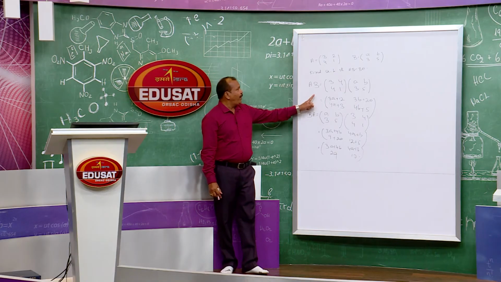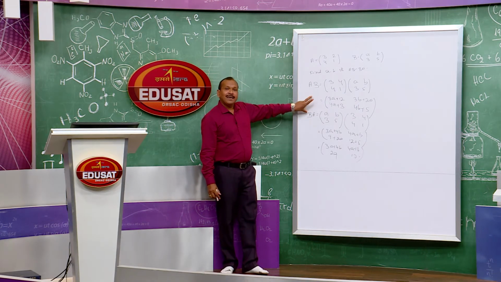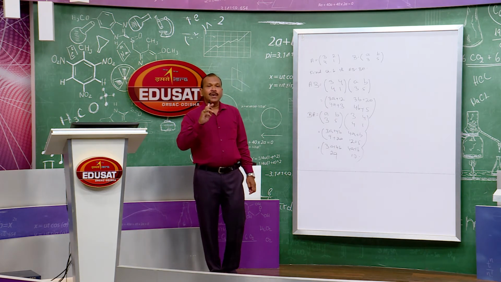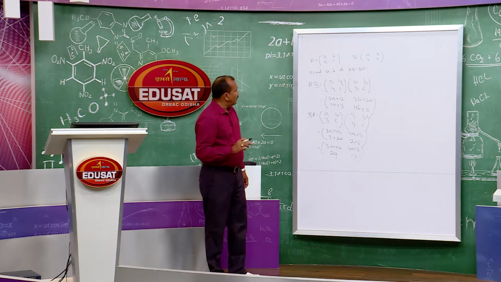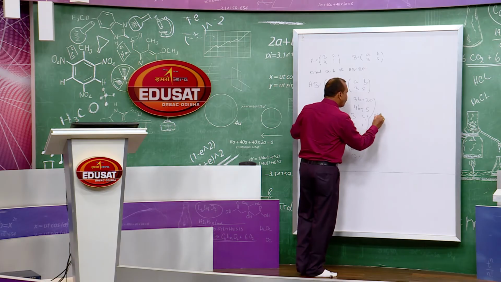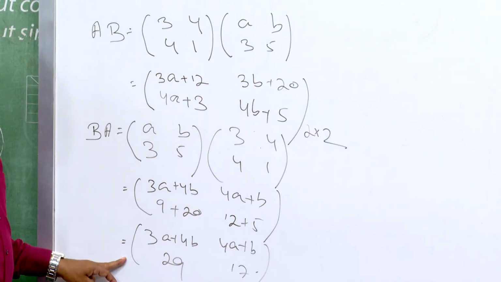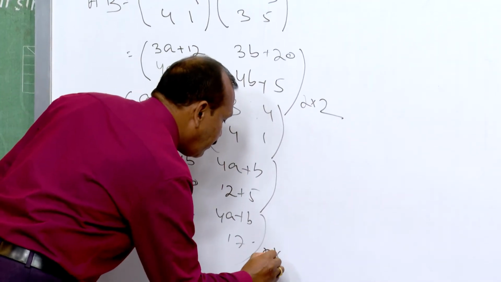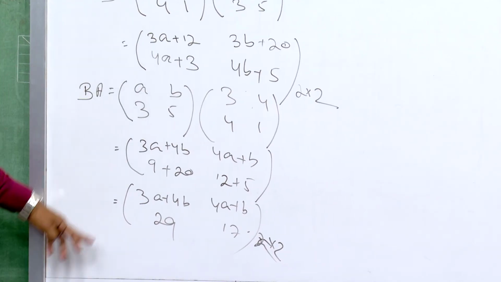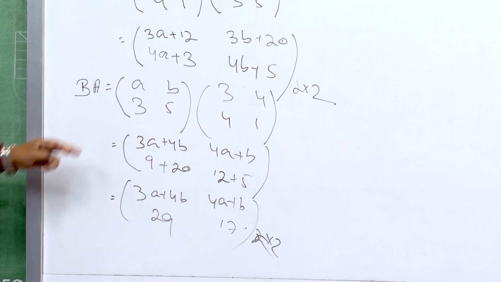Now AB is equal to BA. Two matrices are equal whenever their order is the same and corresponding elements are the same. AB is a matrix having order 2 cross 2 and BA is a matrix having order 2 cross 2. They have the same order, so the corresponding elements are the same.